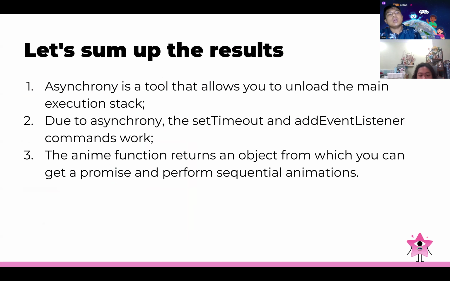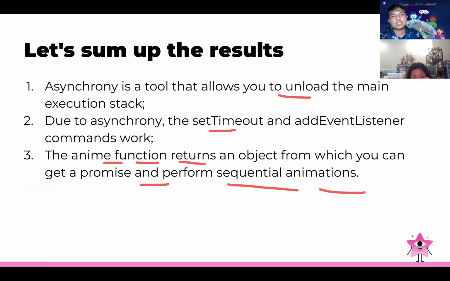So to sum up, asynchrony is a tool that allows you to unload the main execution stack. Basically, you're not trying to directly access it. You can move the order of the program. Due to asynchrony, the setTimeout and addEventListener commands work. The anim function returns an object from which you can get a promise and perform sequential animations.